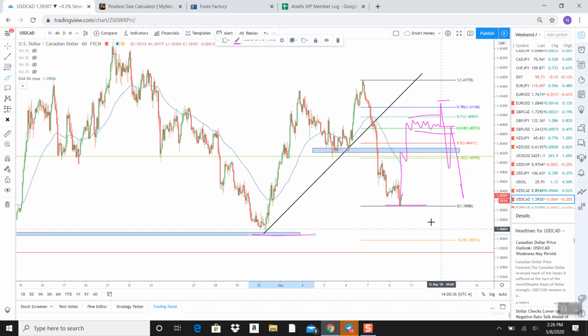If we don't know exactly where price is going to react from, we can use this kind of little trick. Look for liquidity runs, look for breaks of structure on a lower time frame. But this is how we trade at Ariel FX. I hope this made sense.